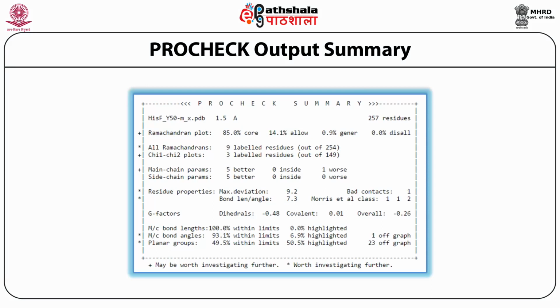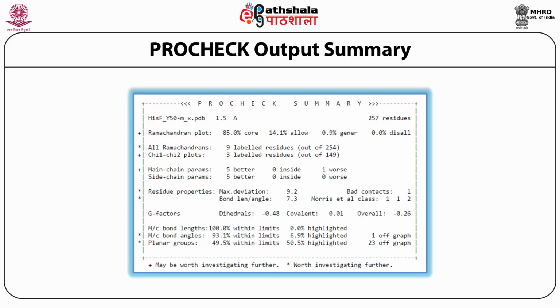In the project output, if you are using a crystal structure to run a project, then you will see the resolution, that is 1.5 Angstrom. If you're using a model, then it doesn't make sense to look at the resolution. Then it tells how many amino acids are being used for the project summary. It gives the Ramachandran plot: 85% in core, 14.1% in allowed, and 0.9% in generously allowed. There is no amino acid in the disallowed region. So this is perfect to tell that all the amino acids are in the Ramachandran plot favored region.